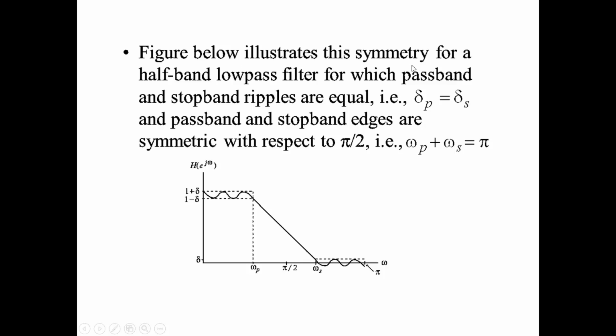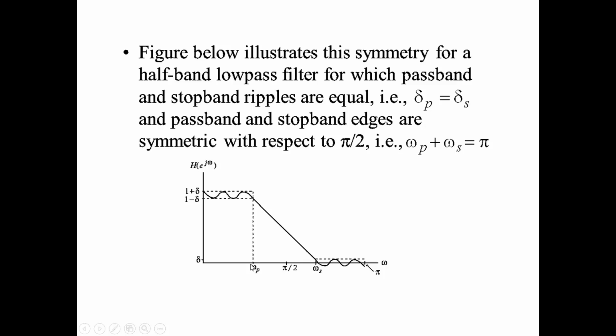The figure below illustrates this symmetry. What is the meaning of the symmetry here? You will see that for this half band low pass filter, the passband and stopband ripples will be equal. This is the passband ripple, and this corresponds to the stopband ripple, so they will be of equal values in the passband and the stopband. So that means delta p will be equal to delta s, and passband and stopband edges are symmetric with respect to pi by 2.